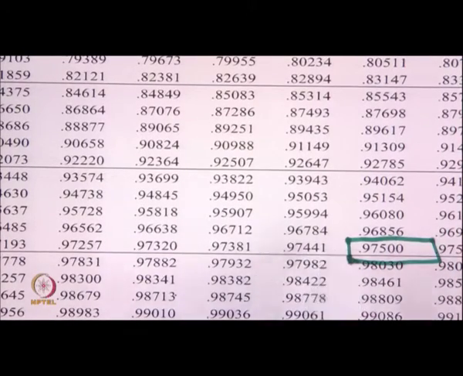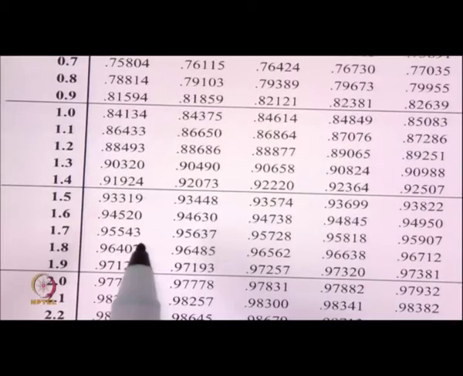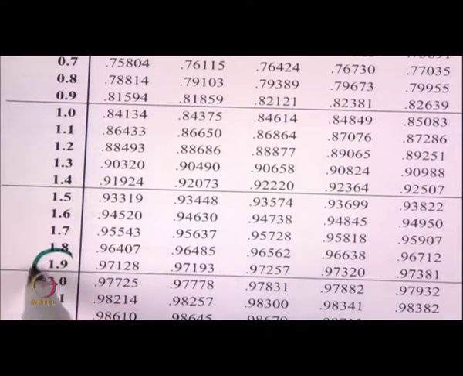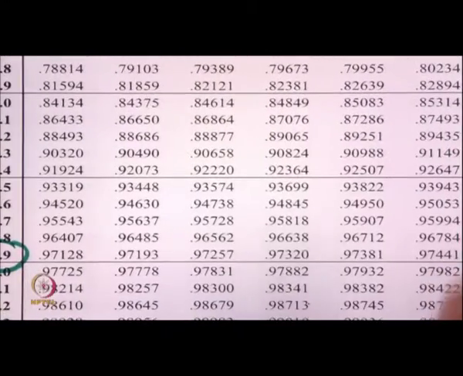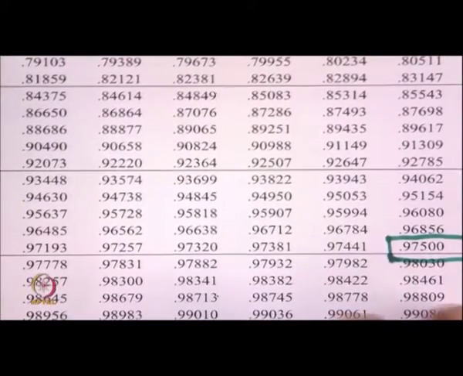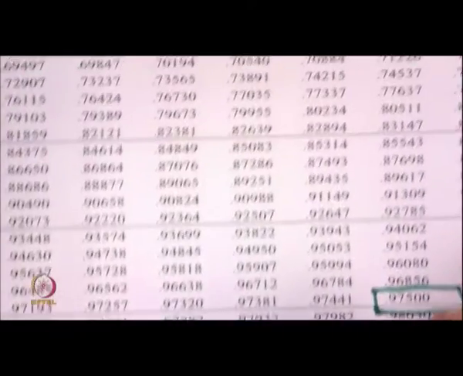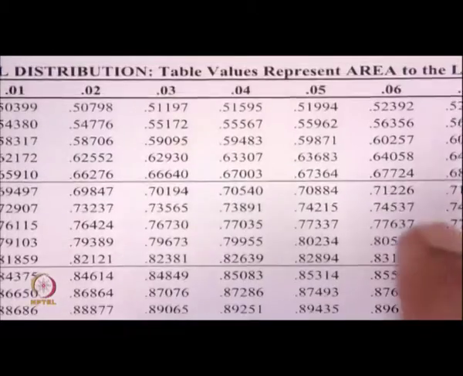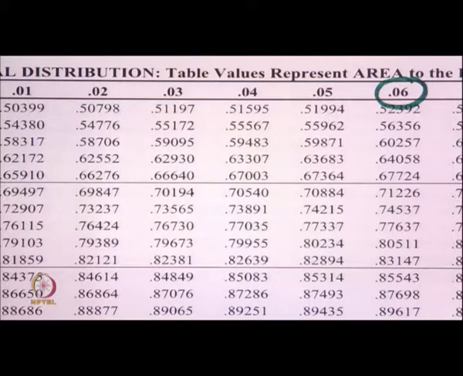How to obtain this? We first look at the left side of this table and we can see the value given is 1.9, as you can see. So, that is 1.9, and for the second decimal place we go above and we can find 6. Therefore, we get 1.96.